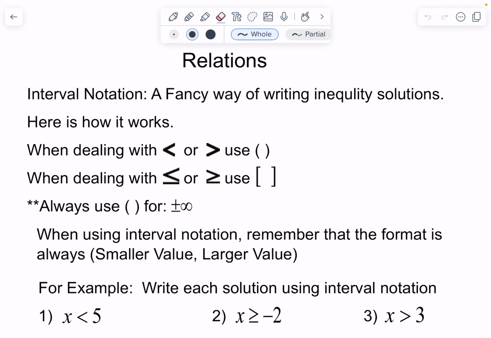Today we're going to be talking about relations. But before we get into relations and later on functions, we need to review interval notation. What is interval notation? Well, it's simply a fancy way of writing inequality solutions.